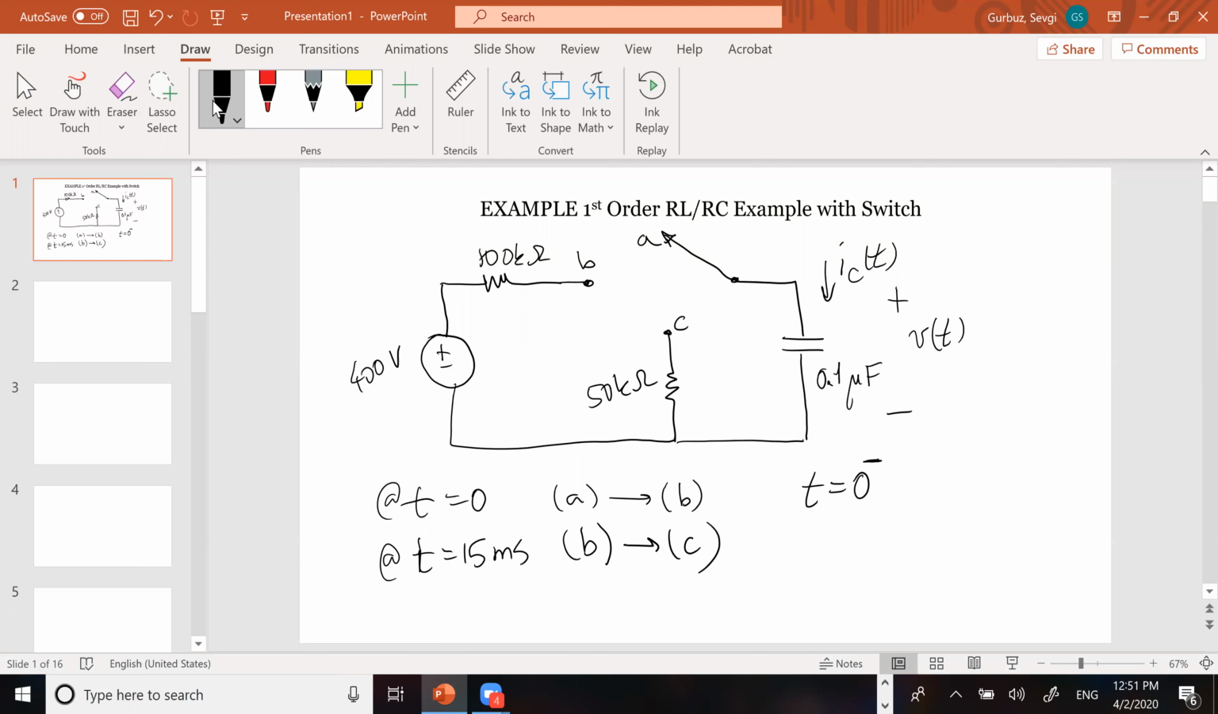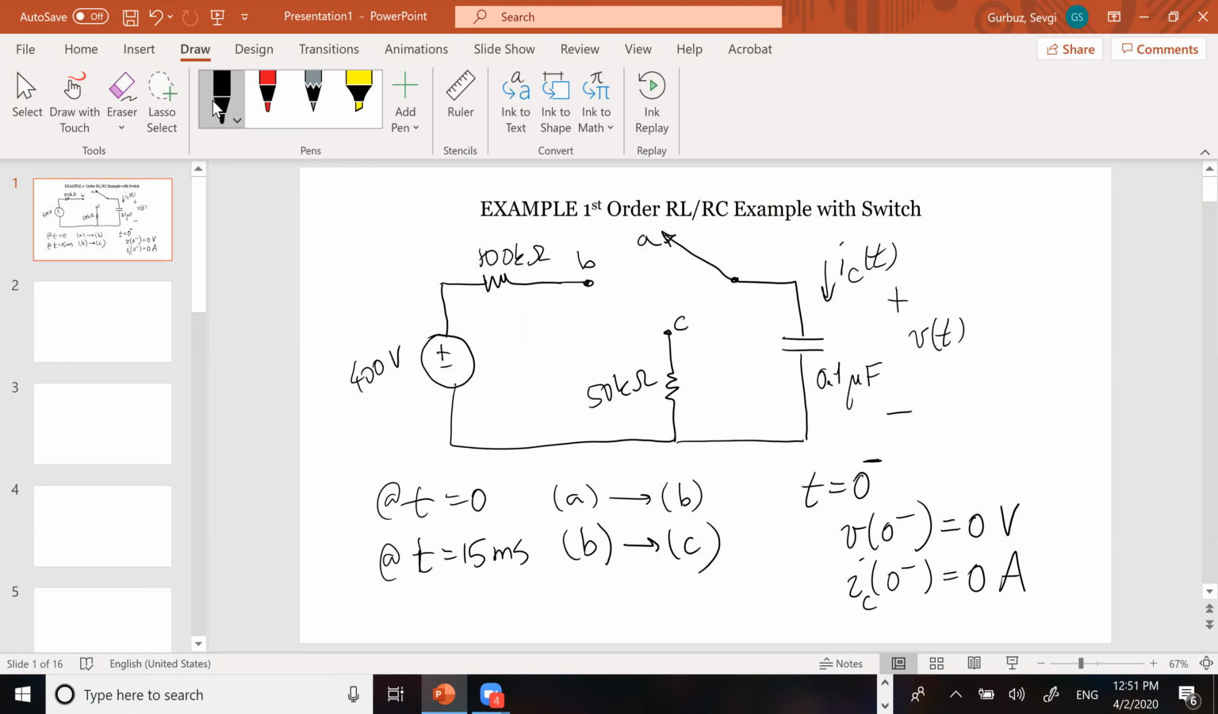The capacitor has no initial charge. Therefore, the value of the capacitor voltage at t equals 0 minus should be equal to 0 volts, and the value of the current at 0 minus should also be equal to 0 amps.